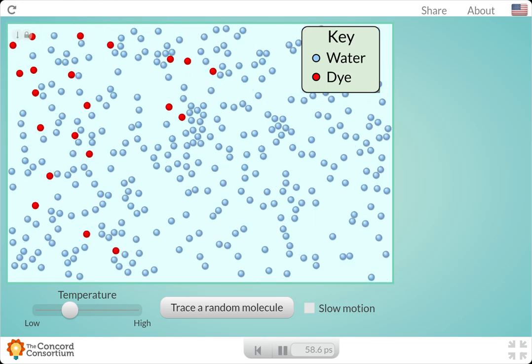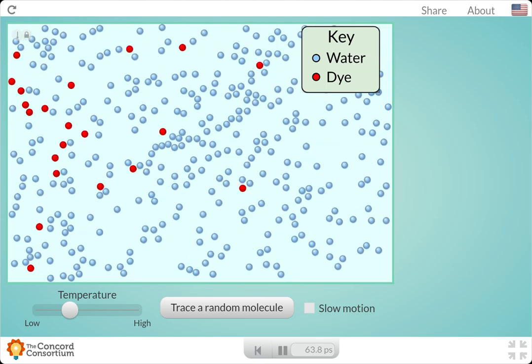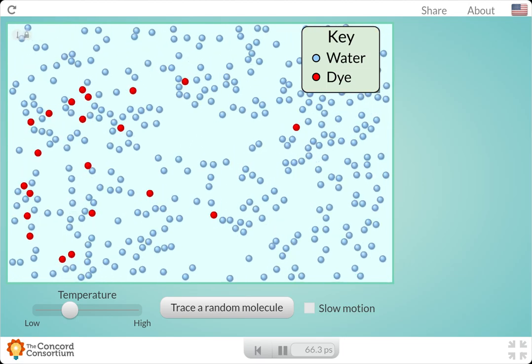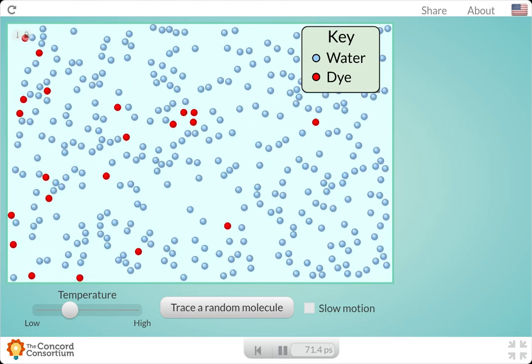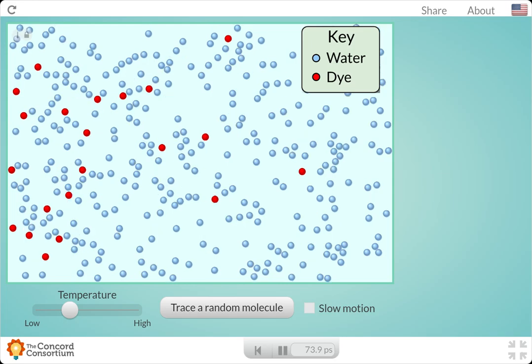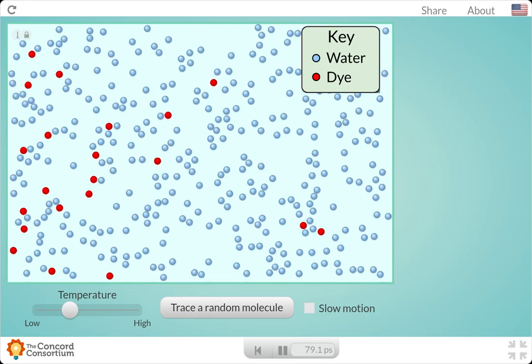And so as we watch this, the red particles are naturally, but very randomly, spreading out throughout this entire substance. Sometimes it goes back to an area of higher concentration where we've got a lot of them together, and other times they are spreading out towards areas of lower concentration.